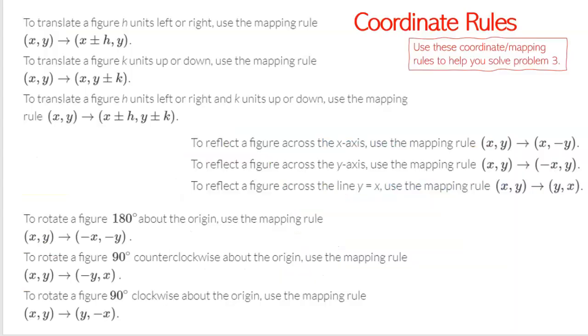The next one we are going to deal with is coordinate rules. You've got the coordinate rules a lot on this sheet, but you're going to use this for a reference. Again, let's just pick this one: to reflect a figure across the x-axis, you're going to go from your mapping rule (x, y) to (x, negative y). So this is just given to you as a reference for this next problem.